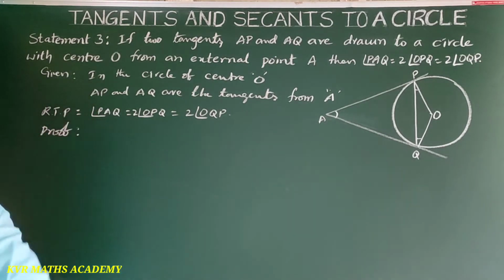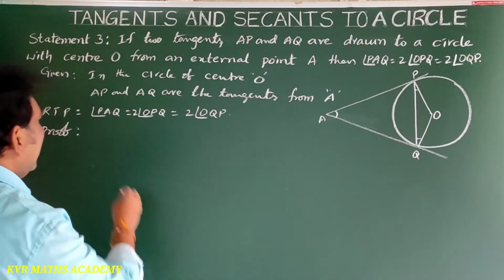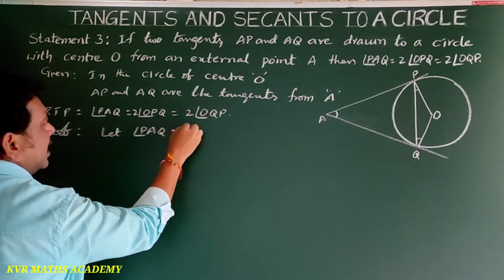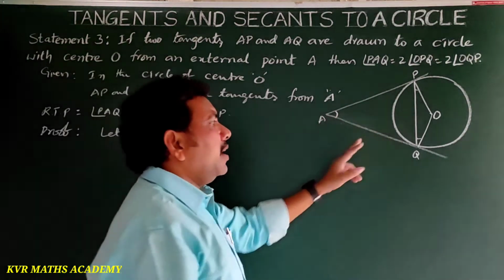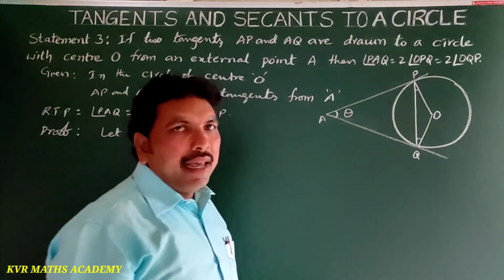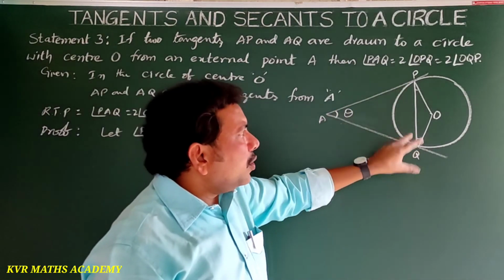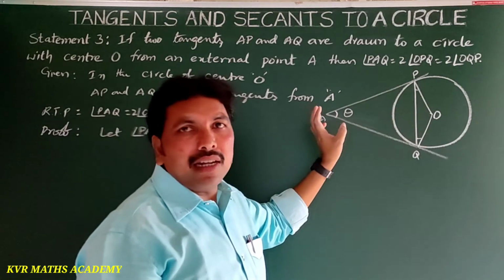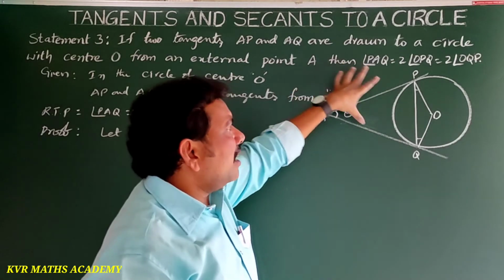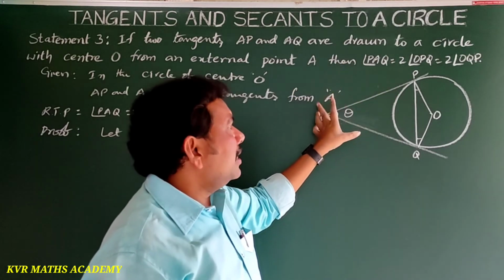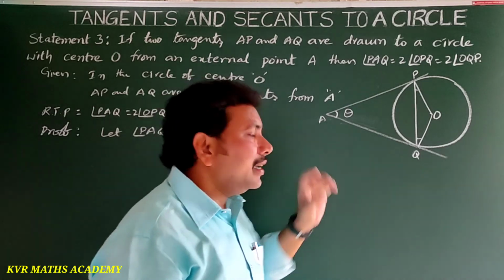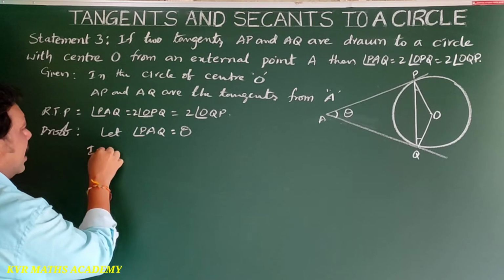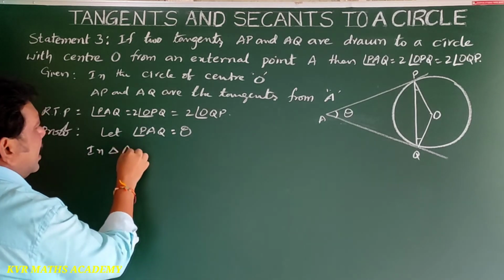Proof. First, let angle PAQ be equal to, say, theta. Actually, APQ is an isosceles triangle, isn't it? Why? Here, the lengths of tangents are equal, so AP is equal to AQ. In triangle APQ (isosceles), the sum of the angles in a triangle is exactly 180 degrees.